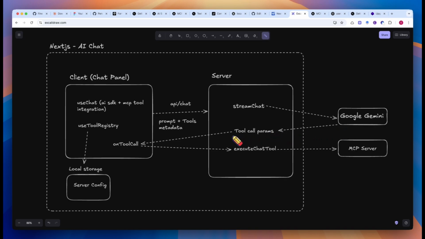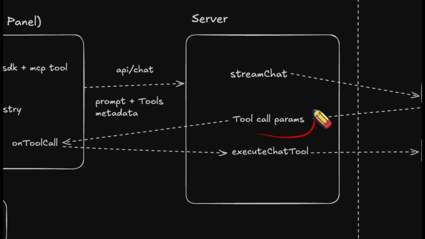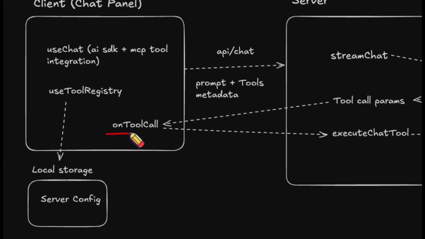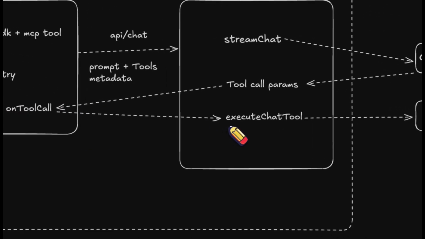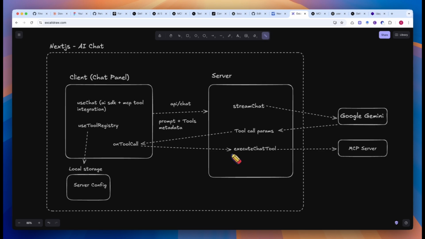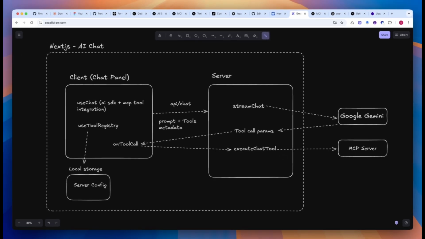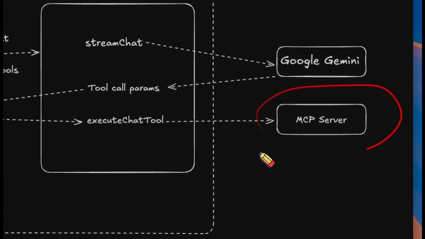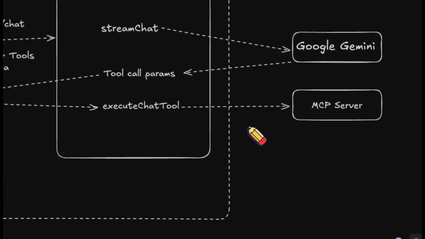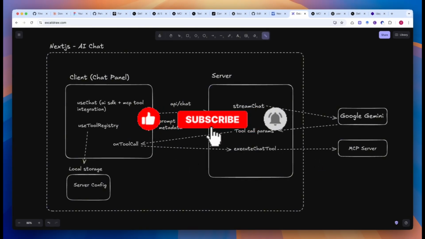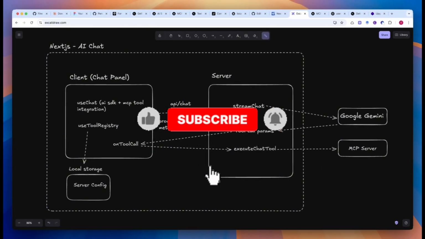So if AI decides to use a tool, the Vercel AI SDK triggers a callback function included in useChat hook called onToolCall. When this callback function is triggered, it brings the tool call parameters returned by the Gemini AI and uses them to trigger a server-side async function called executeChatTool. This function handles the actual execution of the tool call and connects to the MCP server. That wraps up the full cycle of the AI chat integration. There is plenty more to explore and deep dive into, but this covers the essentials.